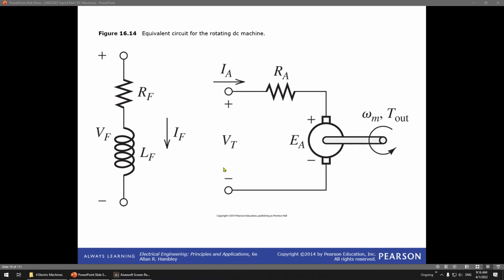So remember you learned before, you have a VT, the armature current, you have RA, the armature resistance, and then you have the EMF, EA. This is the output, the torque and the angular speed.